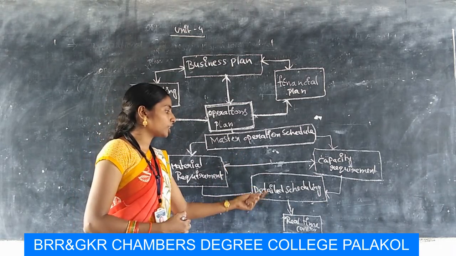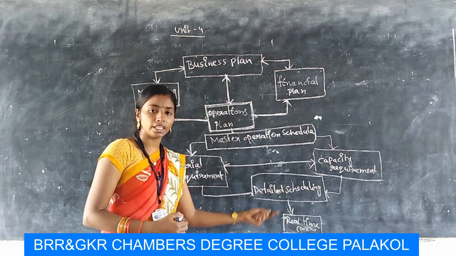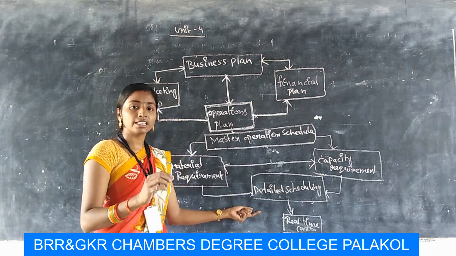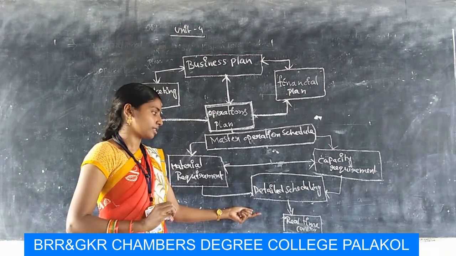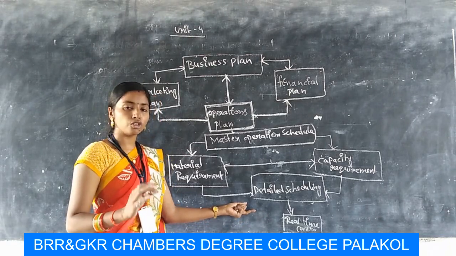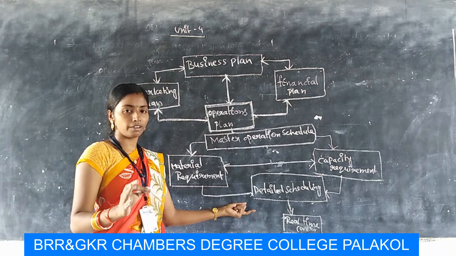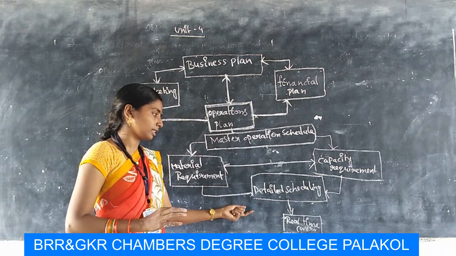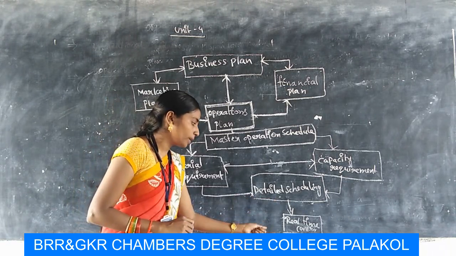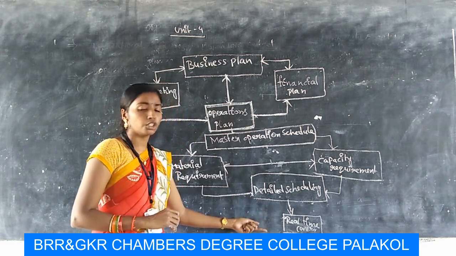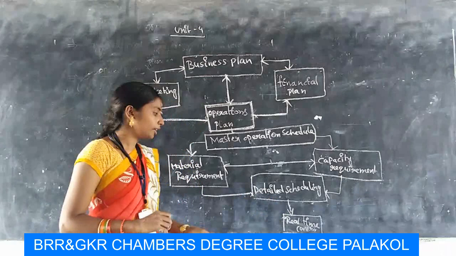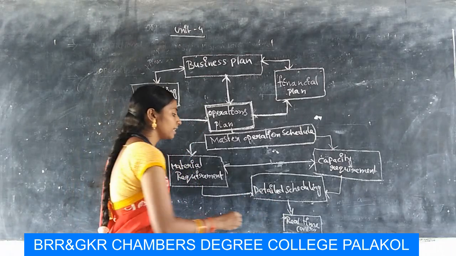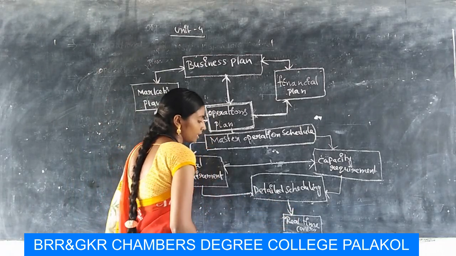Here, detailed scheduling means, as we know, scheduling is nothing but fixing the starting and finishing points for the operations. Which means we have to fix the schedule for the manufacturing operations in the organization. This is to be controlled on a real-time basis. Control is done at each and every stage of the manufacturing.